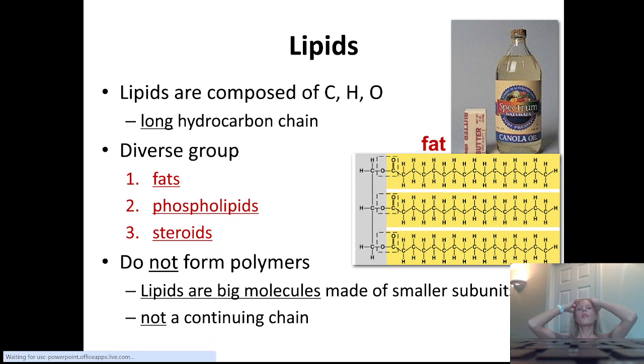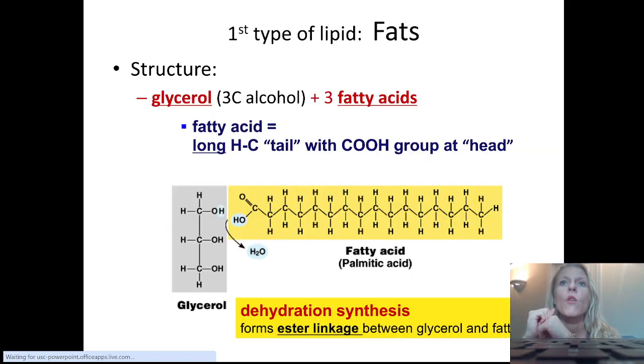Lipids, last but not least, but they're my favorite. These are long hydrocarbon chains of carbons, hydrogens, and oxygens. They contain the fats, the phospholipids, and the steroids. So, fats. Fats are a molecule of glycerol and a fatty acid, 1 to 3 fatty acid tails. Your fatty acid has a COOH group, or carboxyl group, at the head there.